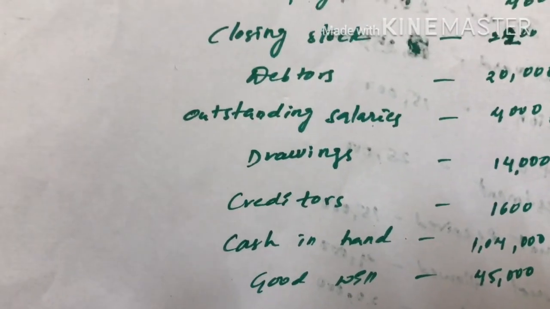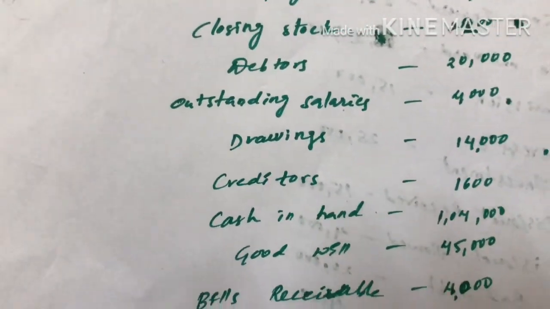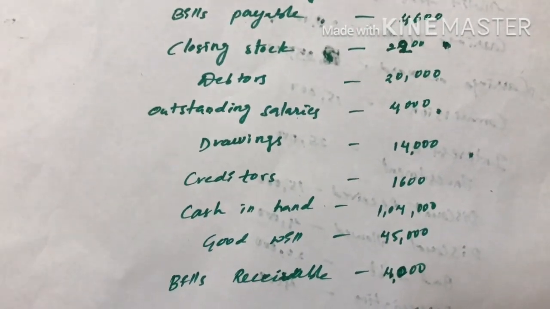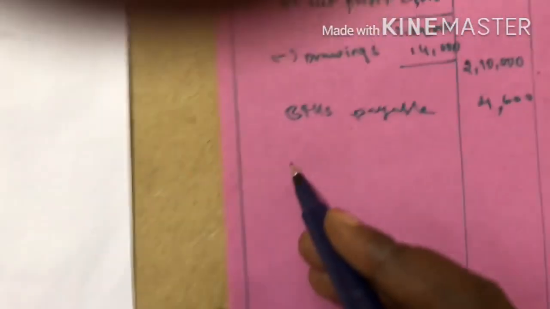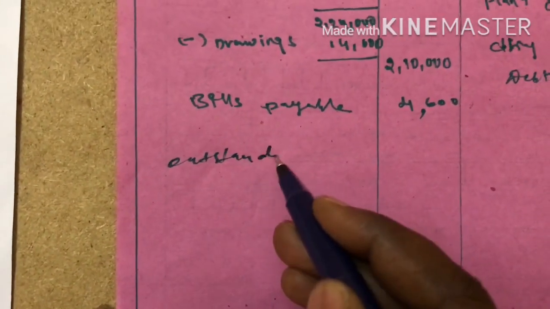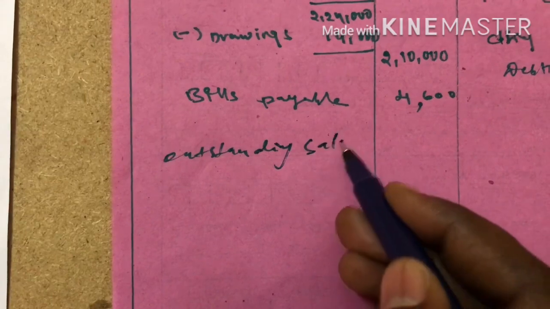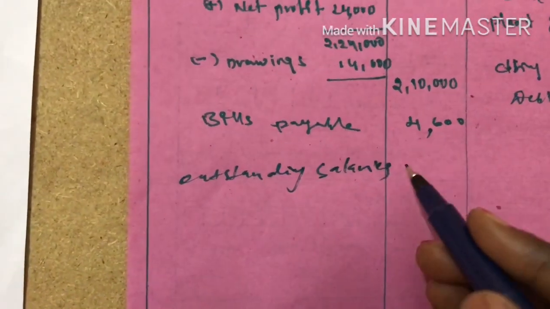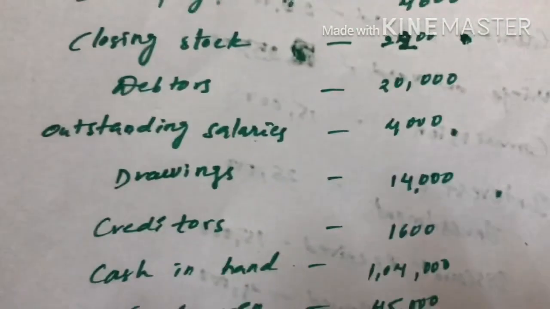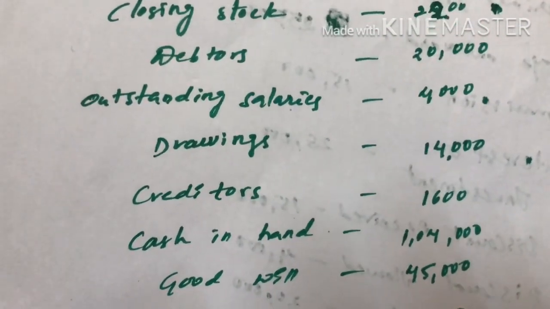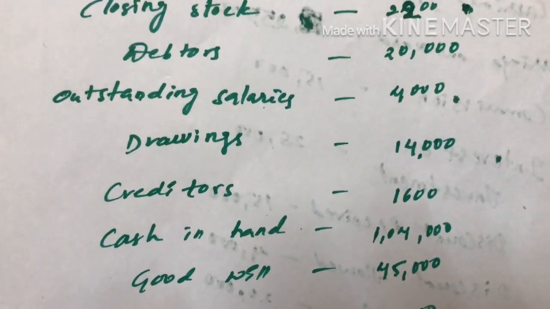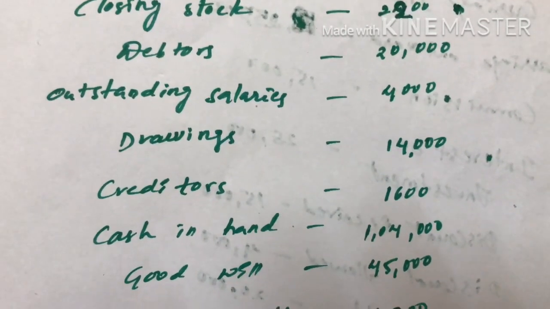Next one, outstanding salaries. The outstanding salaries is one of the liabilities. We are giving some salaries to the employees, that's why it is a liability. So you can write it on the liability side. Outstanding salaries, the amount is 4,000. Next, drawings. Drawings are already written as less to the capital plus net profit amount.